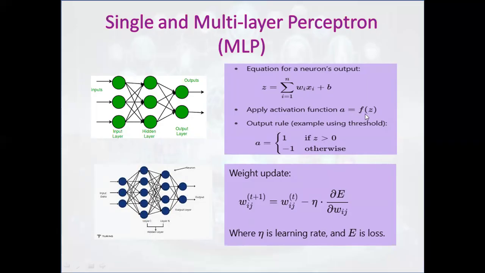The function may be anything; depending upon the application, we choose the activation function. This is the generalized format: a is equal to f of z. Suppose I am using a threshold: if my weighted sum value is greater than 1, it produces output 1. If the weighted sum value is less than 1, it produces minus 1.